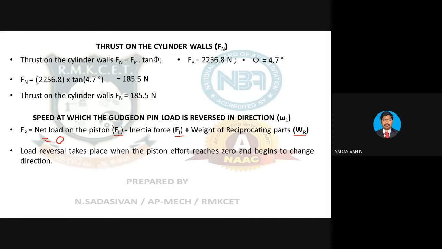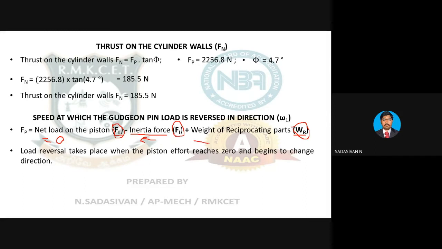If I add FL and W, I am going to get an answer. If that answer is equal to FI, what will happen? There is a minus symbol here, so the entire term will become zero. That is a point where inertia is equal to your piston effort, which means your piston will stop due to inertia. And beyond that point, if the inertia keeps increasing, the piston load will reverse in direction.